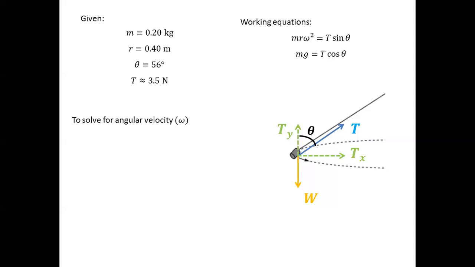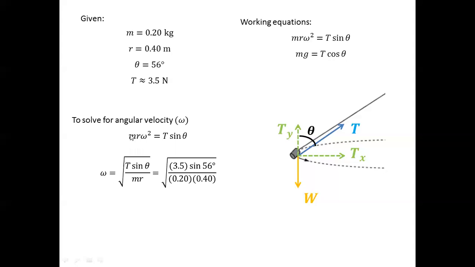Next, let's solve for angular velocity. Going back to the first equation over here, we have already solved for T, tension. And since theta is also known, we can use this to solve for omega. Manipulating this equation gives us omega is equal to the square root of T sine theta over mr. We just have to substitute all the values to get a value for the angular velocity of around 6.0 radians per second.